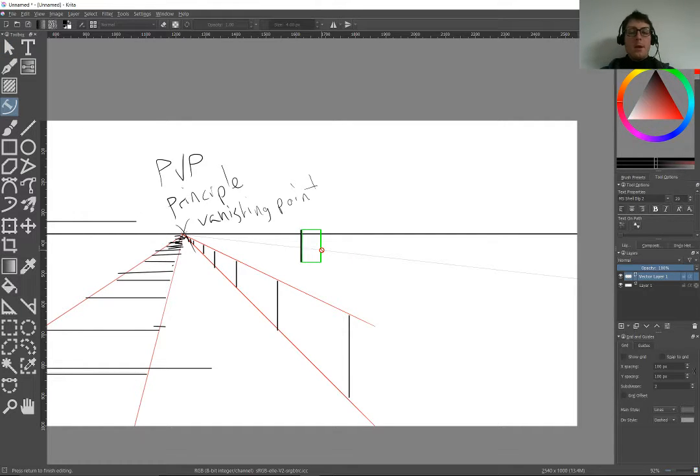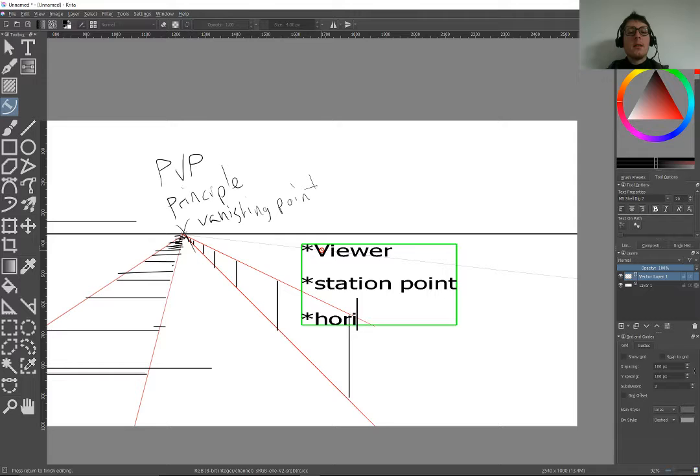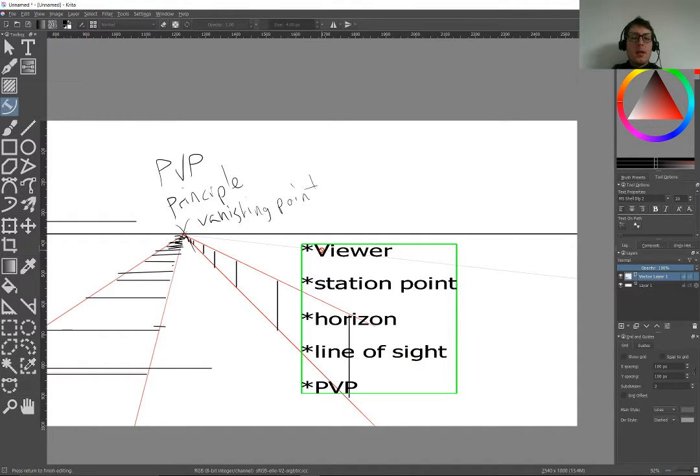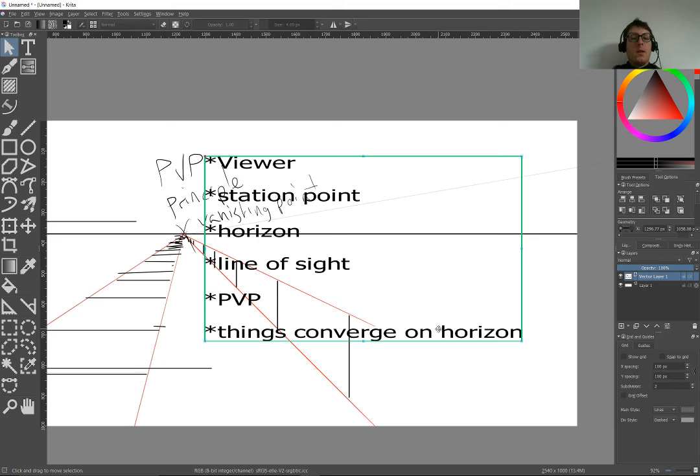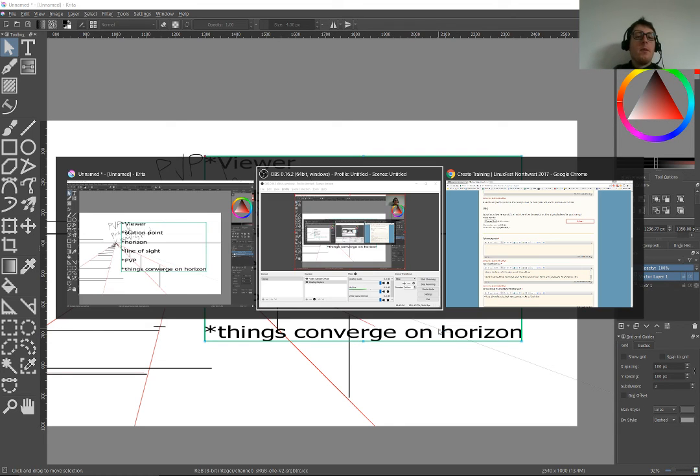So again, our big ideas that we have to remember as terminology are the viewer, the station point, the horizon, the line of sight, and the PVP. And just also remember the rule that things converge on the horizon. They literally appear to vanish, hence the term vanishing point. Next up, we're going to talk about two-point perspective and a little bit more complex math.